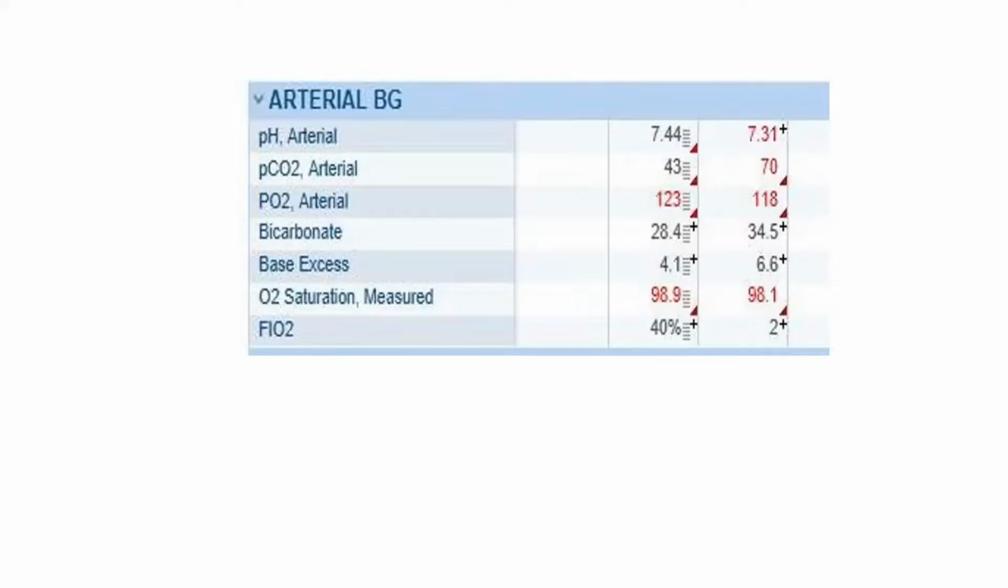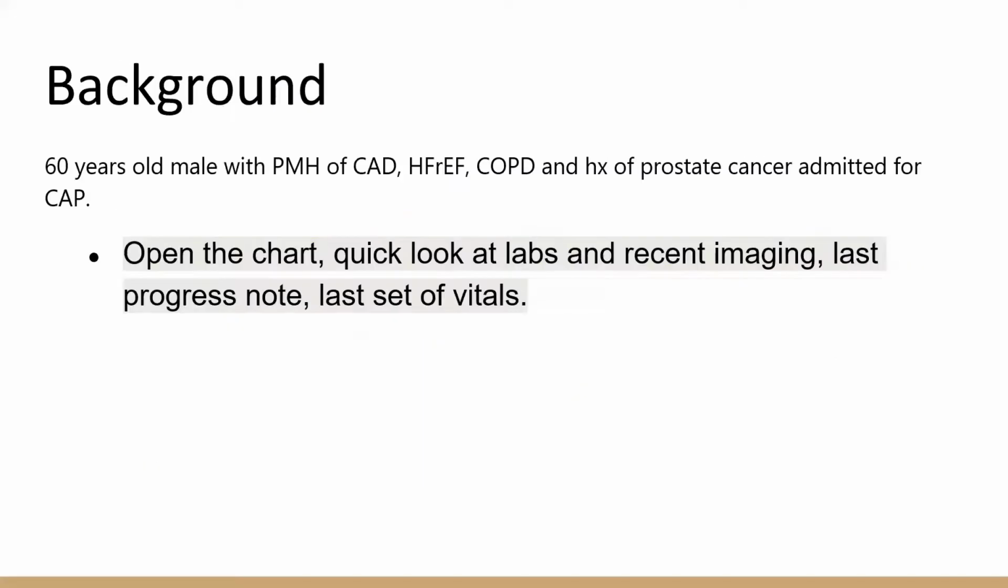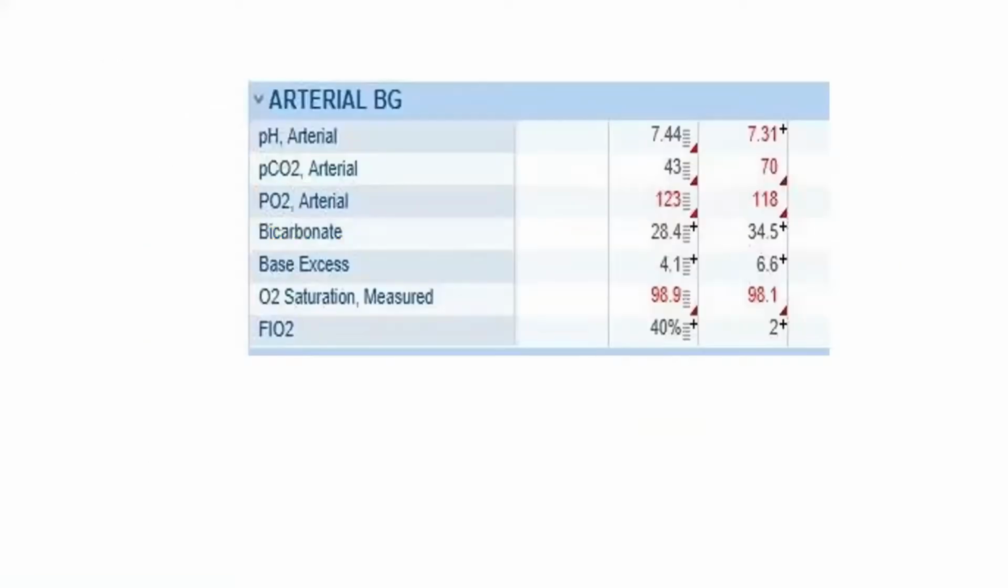Okay. Going back to the history that we already have, that he has coronary artery disease, hypertension, COPD, history of prostate cancer, and you right now see this ABG. What do you think is the most common underlying process that's going on right now? Could be COPD exacerbation, right?